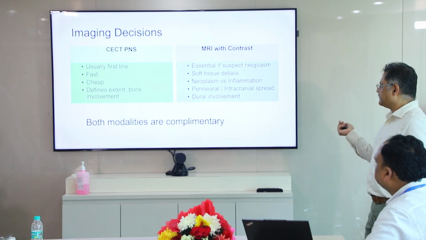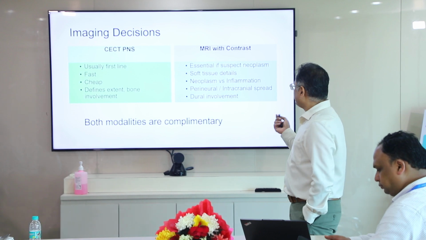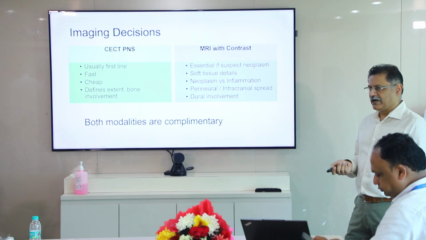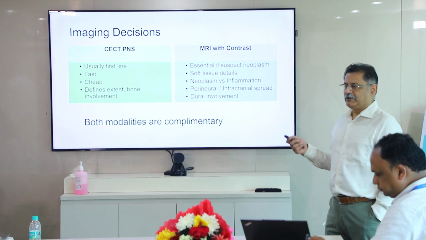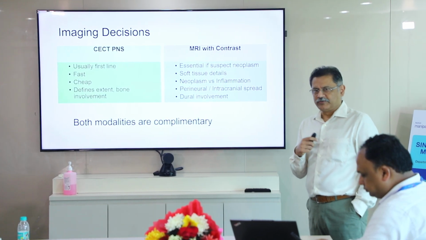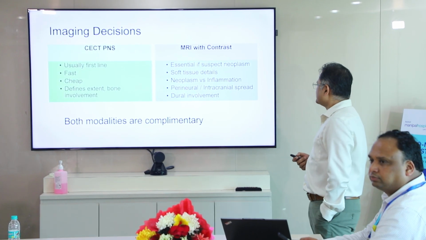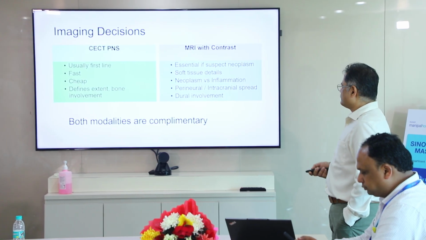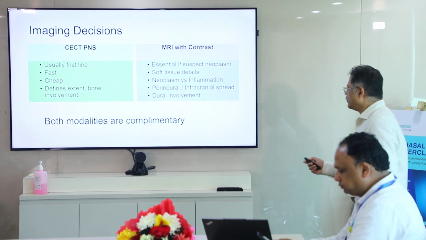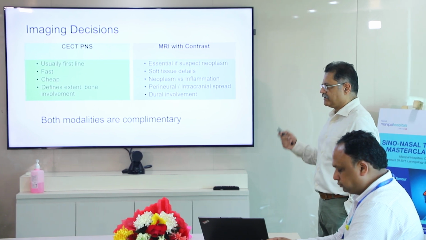Now this is usually followed or complemented by MRI, again with contrast. We are talking about lesions which may be neoplastic, so we would like to know the enhancement and involvement of its periphery. Hence, MRI with contrast would become essential. It gives very good soft tissue details, and can help us differentiate between neoplasm and inflammation, intracranial spread, and neural involvement.